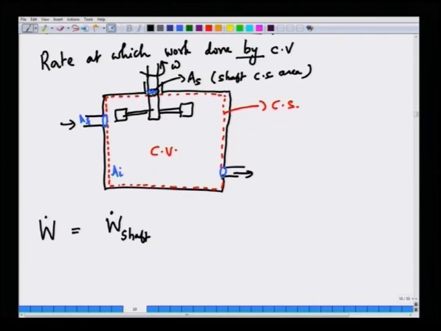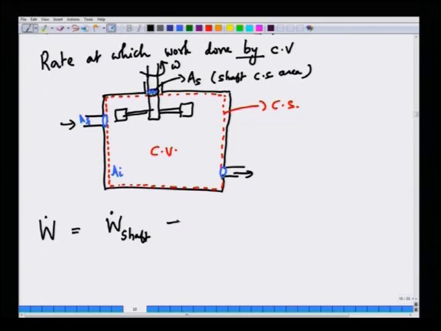If the shaft rotates and does work on the CV, that becomes negative. On the other hand, if the CV rotates the shaft and therefore the work is done by the CV on the surroundings, delivering useful work to the surroundings, then it becomes a positive quantity as per our convention. Now, the rate at which work is done by normal forces on the CS, that is control surface, the rate at which work is done by shear forces, and if there are other contributions, the rate at which work is done by other reasons.